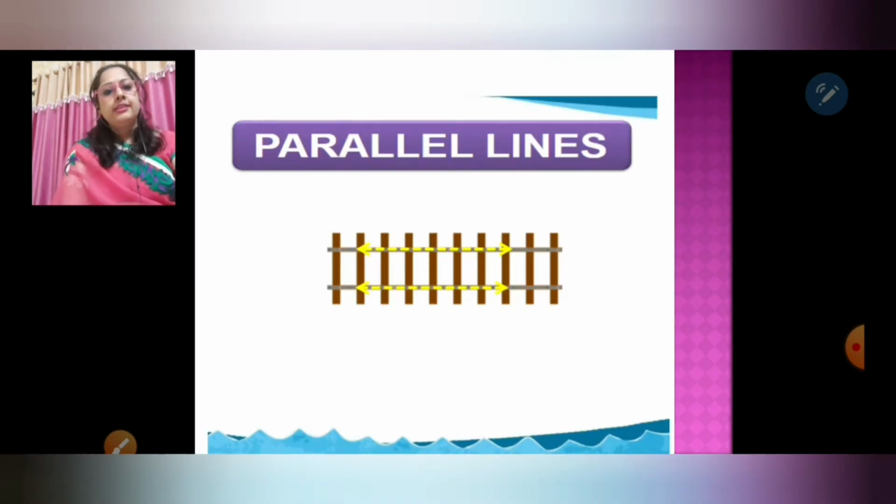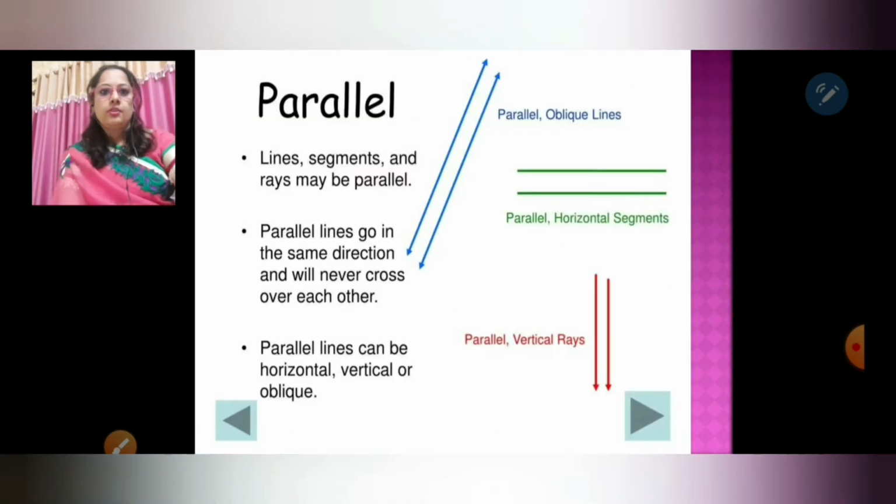Parallel lines, you can see the example here. The highlighted lines on the railway track are an example of parallel lines and they do not intersect. You can see the highlighted lines do not intersect each other. So we can say parallel lines never travel alone. Lines, segments and rays may be parallel. Parallel lines go in the same direction and will never cross over each other. Parallel lines can be horizontal, vertical or oblique.